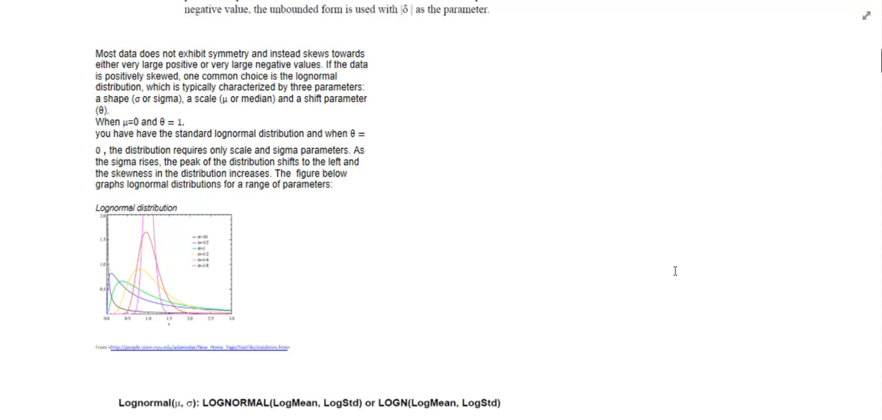And it's typically characterized by, again, 3 parameters: sigma, shape, scale, which is mu, and a shift parameter omega. So when mu is 0 and omega is 1, you have the standard log normal distribution, and when omega is 0, then the distribution requires only scale and sigma parameters. And as the sigma rises, the peak of the distribution shifts to the left and its skewness increases. And the figure that I've shown below here sort of gives us some examples for various, and let me zoom in on that just a bit.